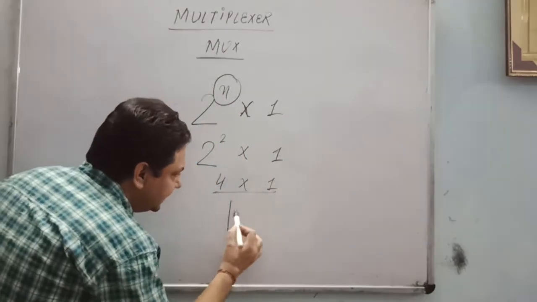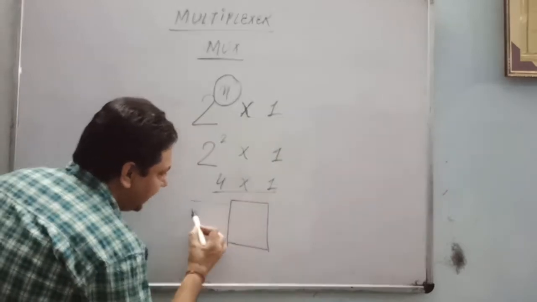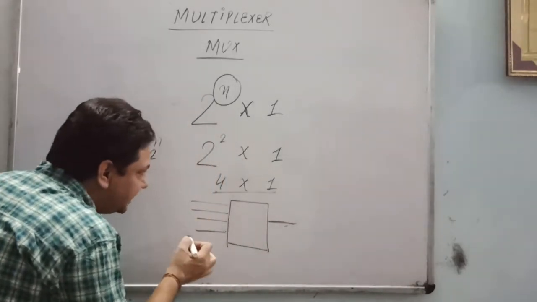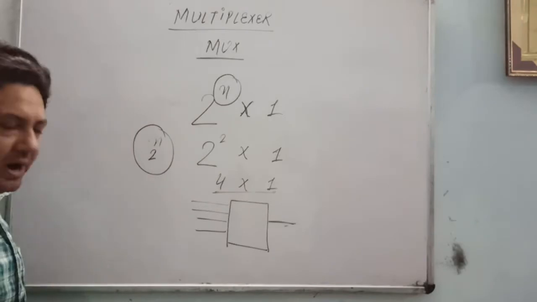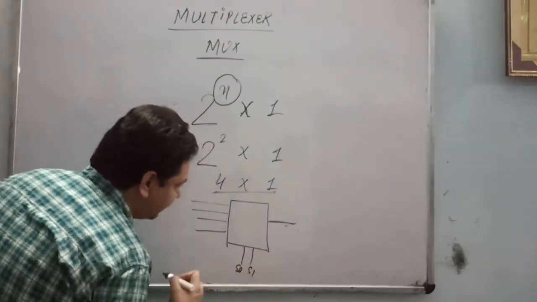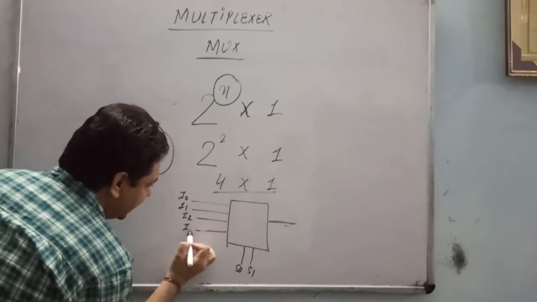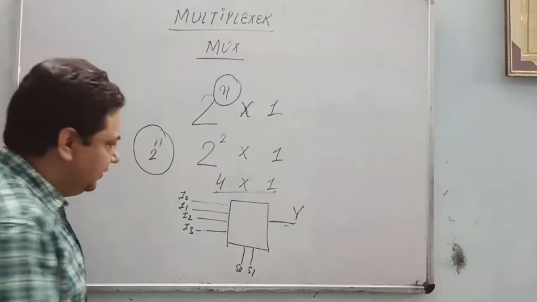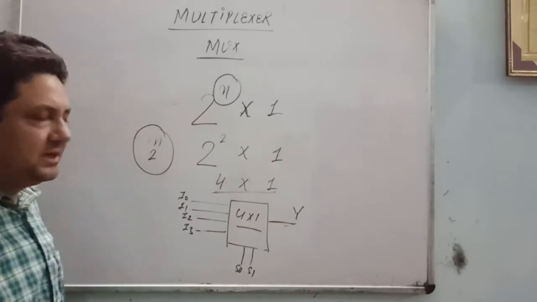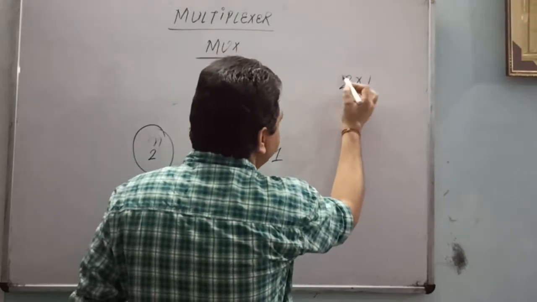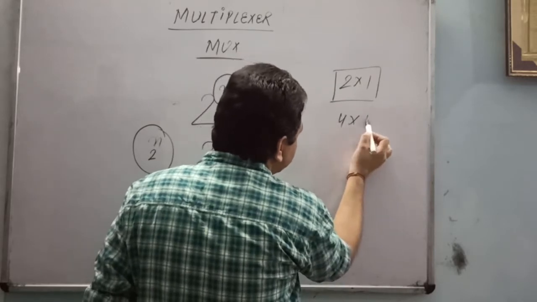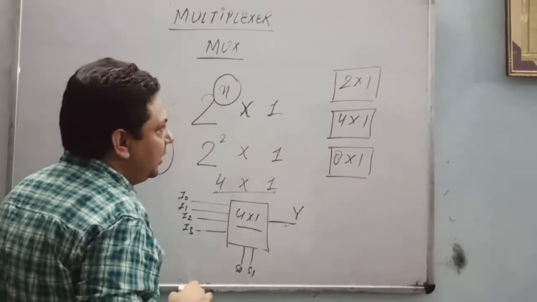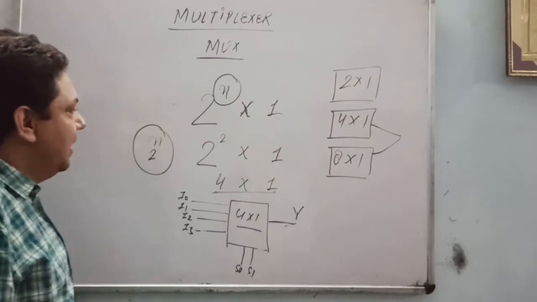According to this conclusion, the meaning of this statement is 4 input lines and 1 output line. Understand? And for selecting the 4 input lines, how many selection lines are required? 2 selection lines are required, S0 and S1. These are called input lines, I0, I1, I2, I3, and this is the output line. This is a block diagram of 4 into 1. Similarly, 2 cross 1 multiplexer is available, 4 cross 1 multiplexer is available, 8 cross 1 multiplexer is available, but in this session we are going to focus on these two multiplexers.